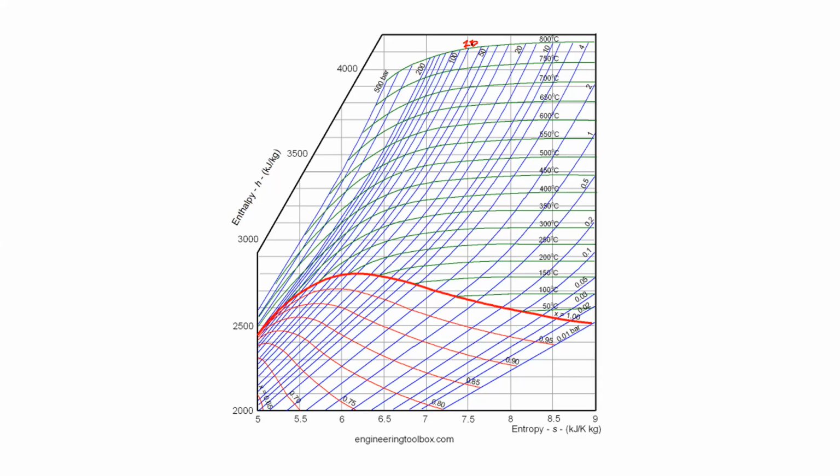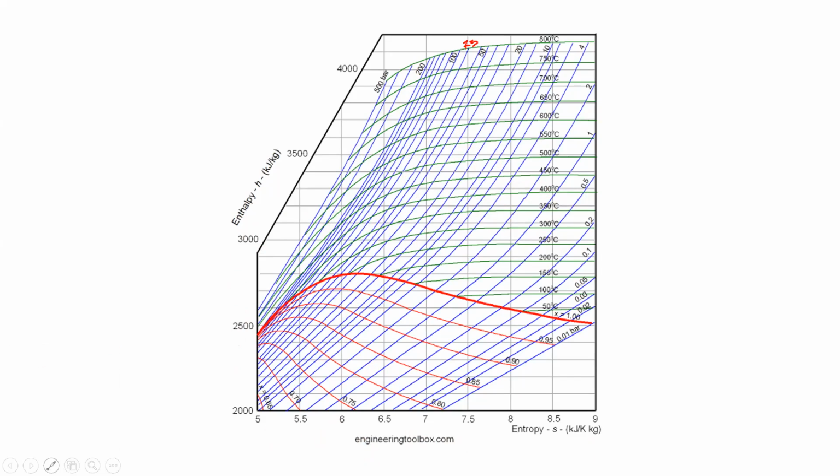I think you are already aware of this HS diagram. In this HS diagram, the red lines indicate the dryness fraction lines, the blue lines, which are curvilinear ones, indicate constant pressure lines, and the green lines indicate constant temperature lines. Okay, here on this axis we have enthalpy. On the horizontal axis we have entropy.